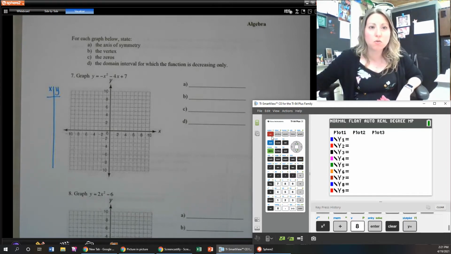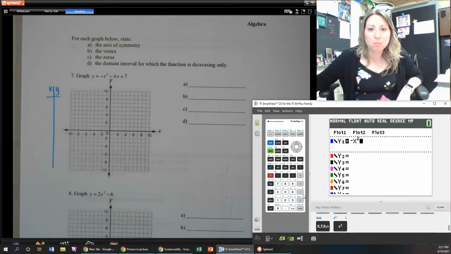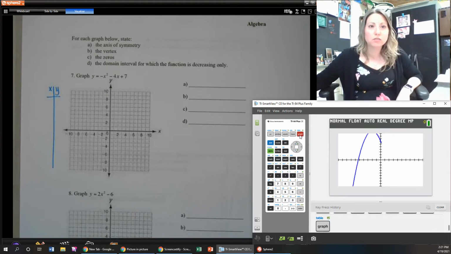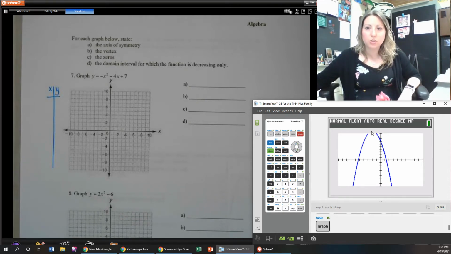So y equals -x squared minus 4x plus 7. Press graph to see it. It does look like we're just going to have irrational zeros. It also does look like our vertex is a little bit higher than we can see on a 10 by 10 grid.